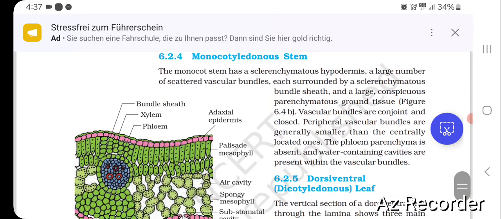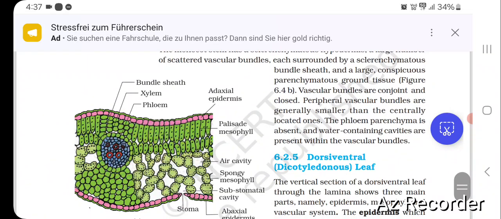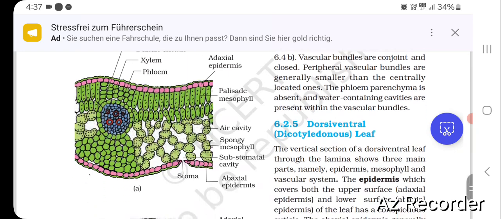Monocotyledonous stem. The monocot stem has a sclerenchymatous hypodermis, a large number of scattered vascular bundles, each surrounded by a sclerenchymatous bundle sheath, and a large conspicuous parenchymatous ground tissue. Vascular bundles are conjoint and closed. Peripheral vascular bundles are generally smaller than the centrally located ones. The phloem parenchyma is absent and water-containing cavities are present within the vascular bundles.